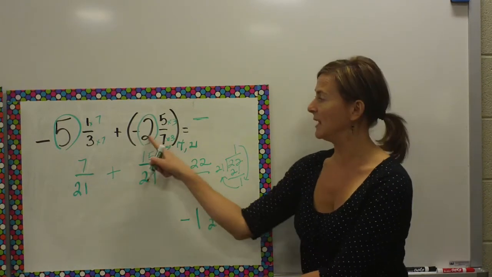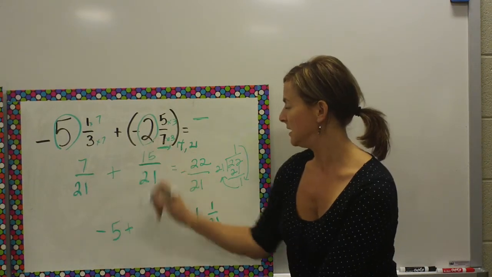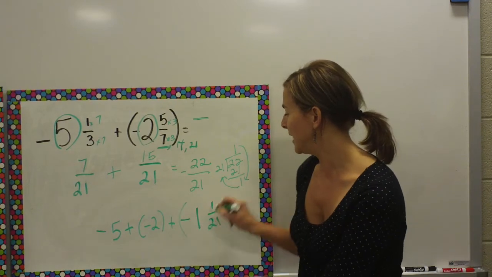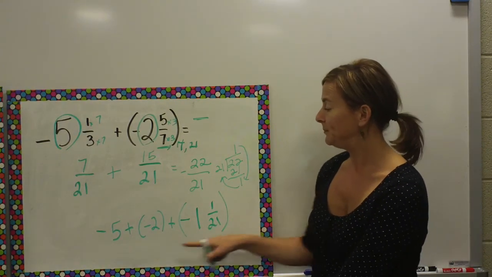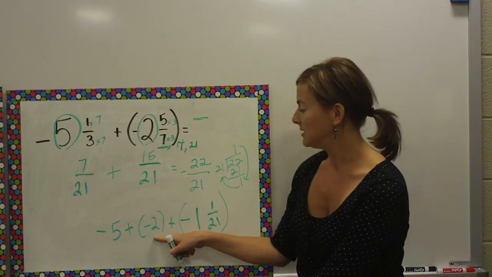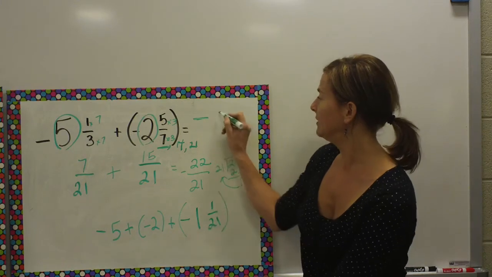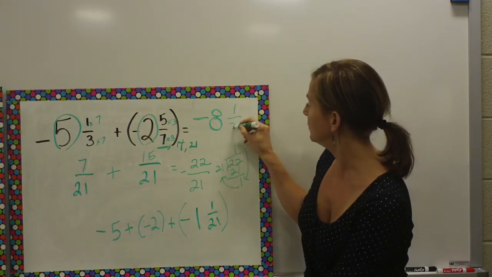Now I'm going to go back up and get my whole numbers. I have a negative 5 and a negative 2, and I'm going to combine that with my negative 1 and 1 over 21. 5 plus 2 plus 1, add and keep the signs, would be a negative 8. Then I just bring along my fraction, 1 over 21.